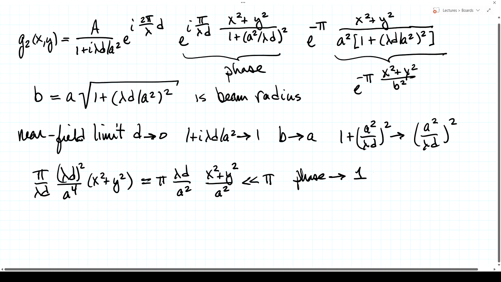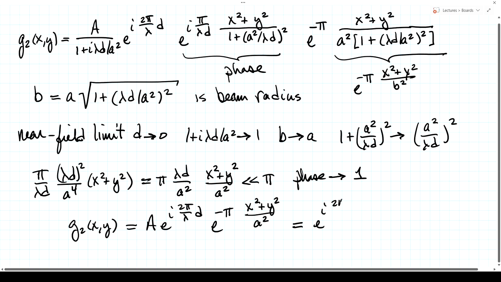And therefore, we get the result that g2 of x and y would look like, so we have over here, let's see. We're going to replace this denominator by 1, so we just have a, and then we've got this phase factor e to the i 2 pi over lambda d, and then we've just argued that this phase factor essentially is just 1 because the phase is so small. That leaves us finally with the amplitude factor e to the minus pi x squared plus y squared, and b goes to a, so it's over a squared. And what is that? Well, that is simply e to the i 2 pi over lambda d times our original Gaussian beam, which was our g1 of x and y.